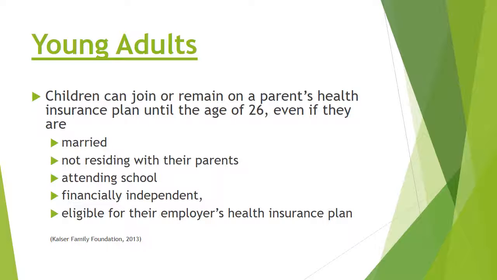Young adults up to the age of 26 are now covered on their parents' health insurance policy if the plan covers children. Children can join or remain on a parent's plan even if they are married, not living with their parents, attending school, not financially dependent on their parents, or eligible to enroll in their employer's plan. When a child turns 26, the coverage ends. However, the child now qualifies for a special enrollment period, which lets them enroll in a health insurance plan outside the open enrollment.